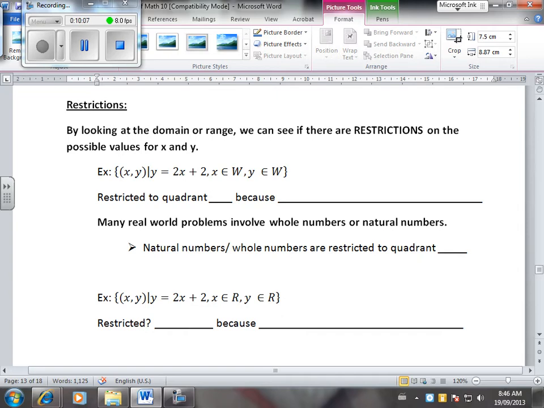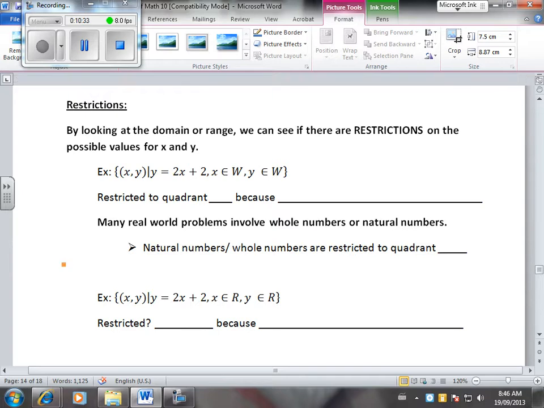If we look at the domain and range, we can see if there are restrictions on the possible values of x and y. There are all sorts of restrictions. It's going to be things like what kind of number they are. Is it a real number, a whole number, an integer? Is it continuous or discrete? We can also see when they're plotted with inequalities where our limits are.